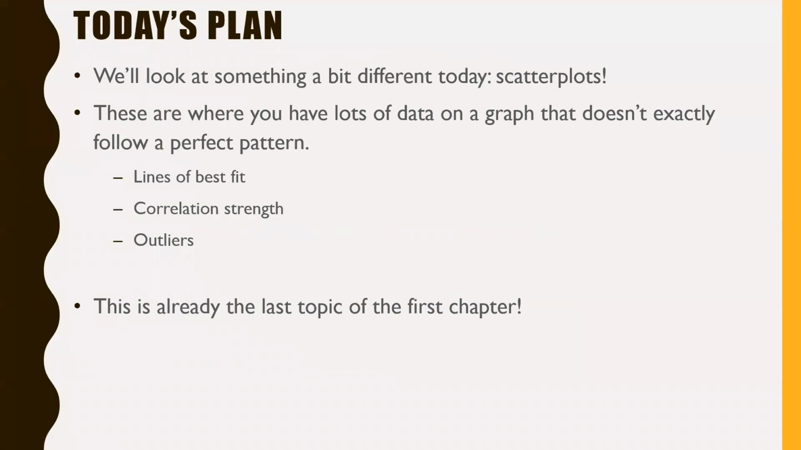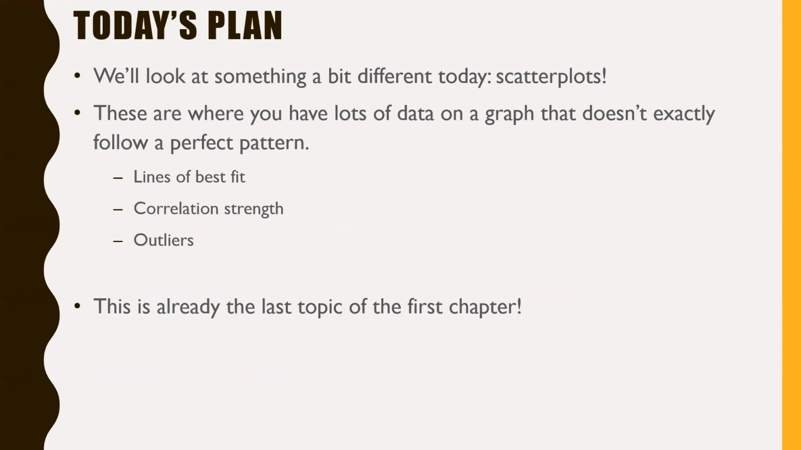So, like I said, we're going to look at something a bit different today, something called scatter plots. These are where you have lots of data on a graph that doesn't exactly follow a perfect pattern. In other words, it doesn't perfectly follow a line. However, it does have a general trend to it. So we'll talk about how we can make that work.